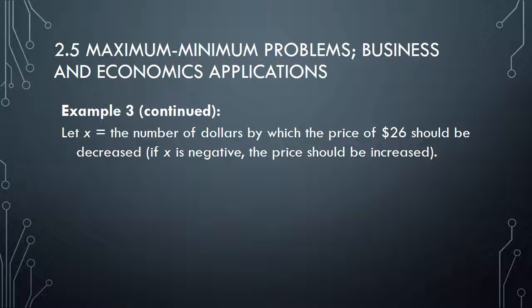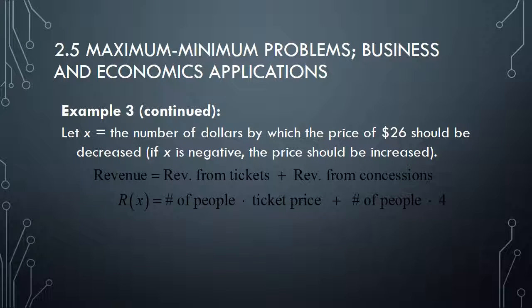Okay, so X is going to be the number of dollars by which we reduce the price. So the revenue is going to be revenue from tickets plus concessions, so we've got two sources of income here. The revenue is going to be the number of people times the ticket price plus the number of people times 4, because they spend $4 on average per person for concessions. Okay, the number of people, it's 1,000 plus 50x, because every time they reduce the price by $1, they gain 50 people. So X would be the amount of money you're reducing the ticket price by.